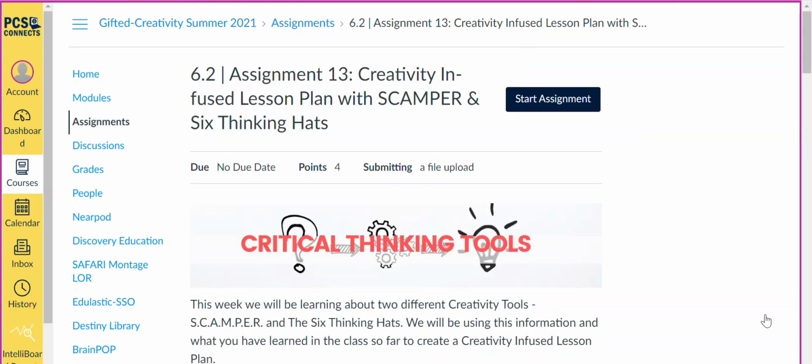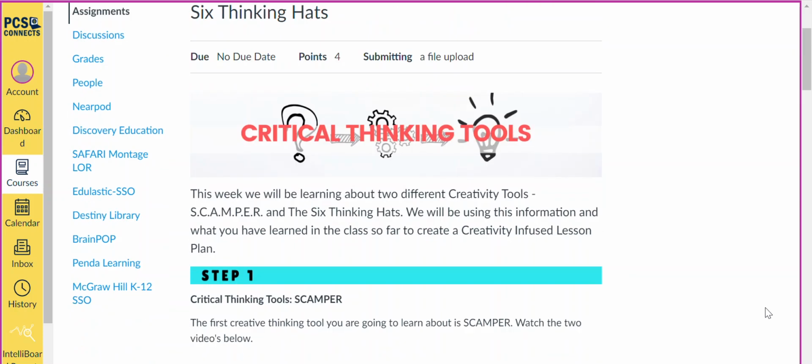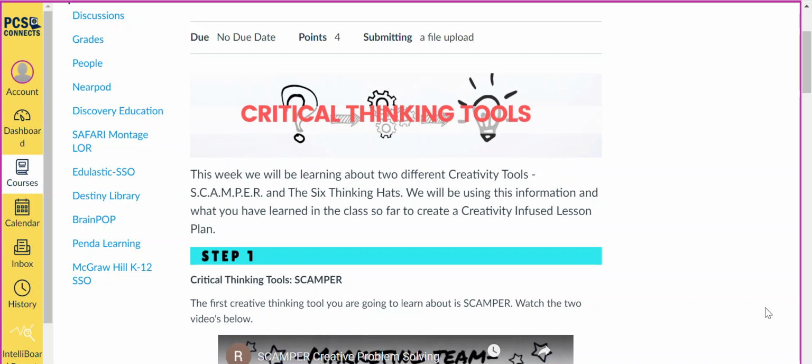Okay, so module 6.2, assignment 13, is what you're going to be doing: submitting an assignment that's called Creativity Infused Lesson Plan with SCAMPER and 6 Thinking Hats. So you've got a few tools here. So there are lots of different creativity tools. SCAMPER and 6 Thinking Hats are 2 of them.